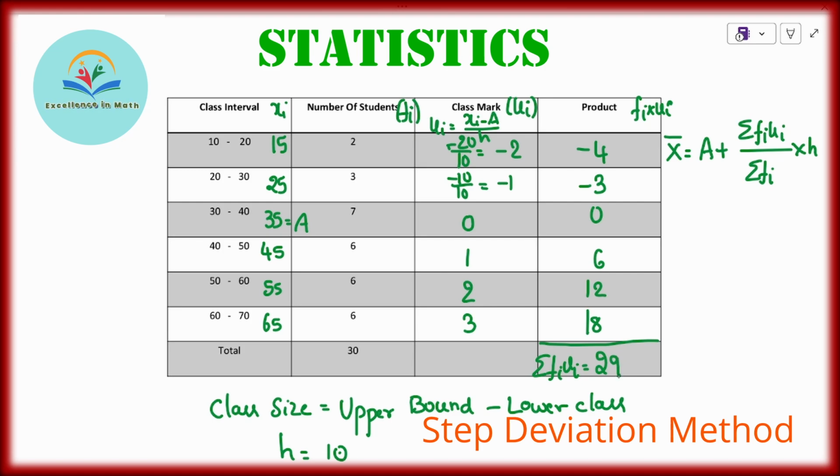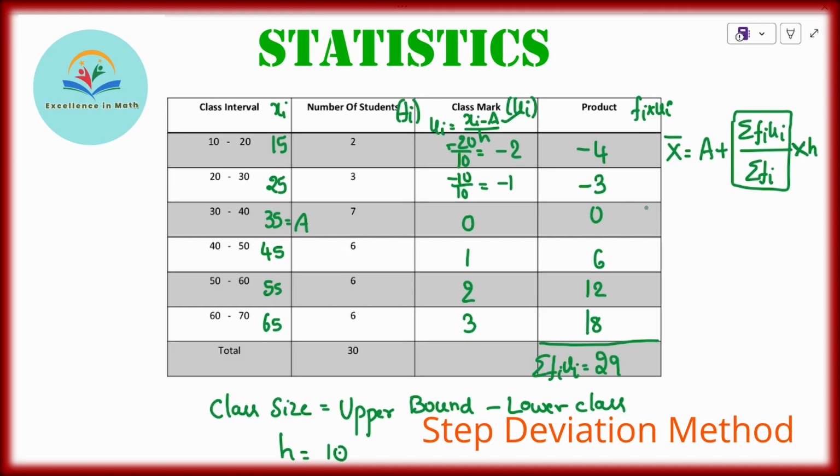Perfect. Here again, before going to replace each and every value in the formula, we need to recap the properties of mean. If each and every observation is diminished by a value, the new mean is also diminished by the same value. At the same time, if each and every observation is divided by h, even the new mean is also divided by h. That's why we are just writing here times h.